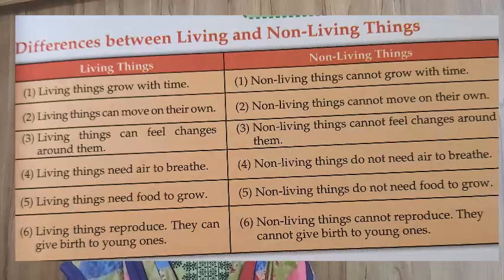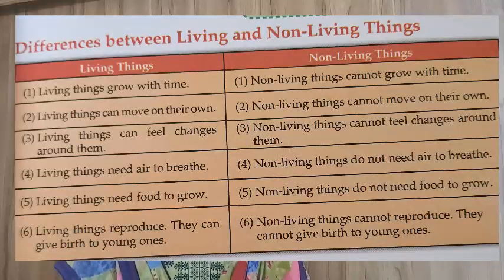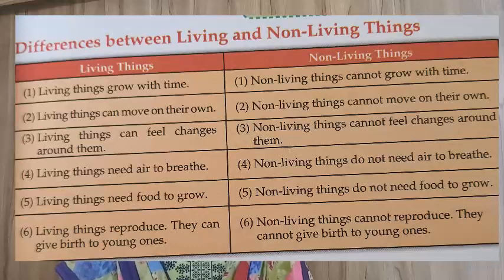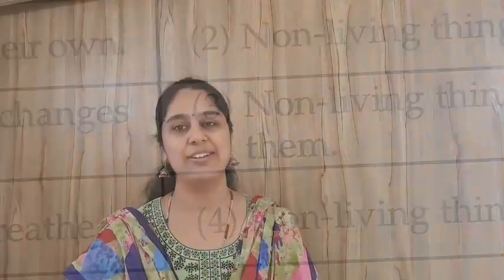Living things need air to breathe. Non-living things do not need air to breathe. Living things need food to grow. Non-living things do not need food to grow. Living things reproduce. They can give birth to young ones. Non-living things cannot reproduce. They cannot give birth to young ones. This is all about living and non-living things.